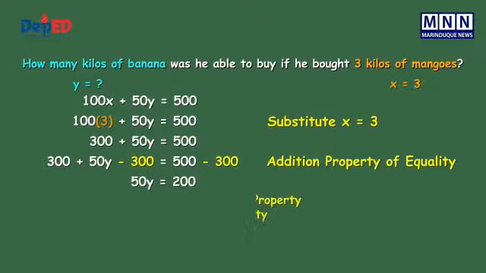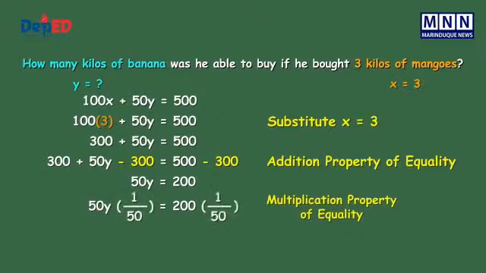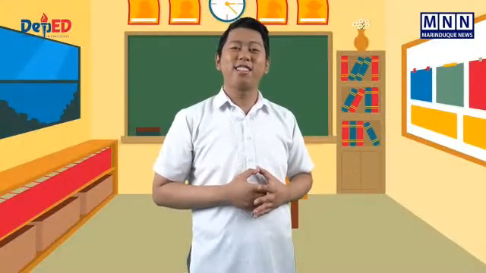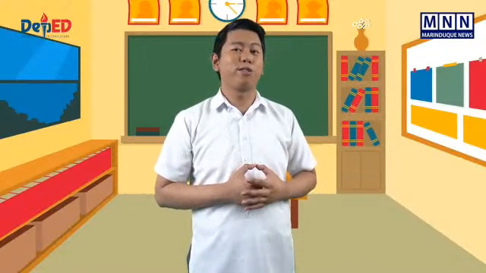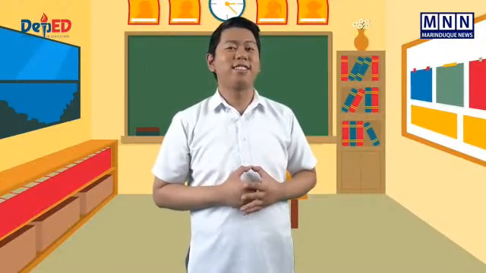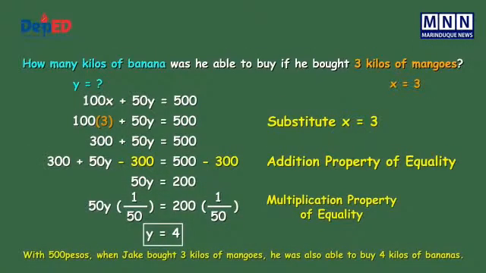To solve for y, we multiply both sides by 1 over 50. And we will have y equals 4. Therefore, when x equals 3, then y equals 4. Since we know that x represents the number of kilos of mangoes, and y is the number of kilos of bananas, we conclude that with 500 pesos, when Jake bought 3 kilos of mangoes, he was also able to buy 4 kilos of bananas. Let's try this problem.